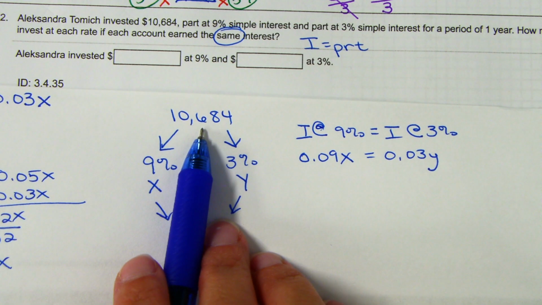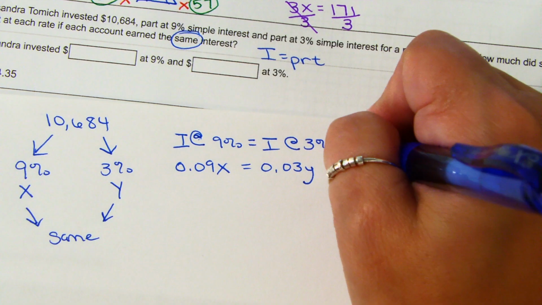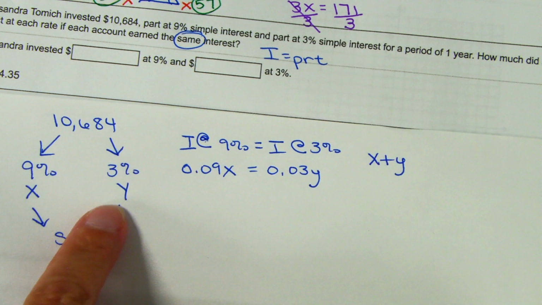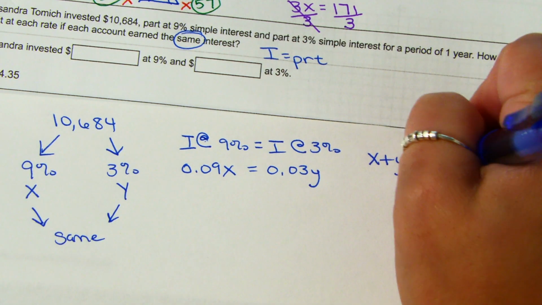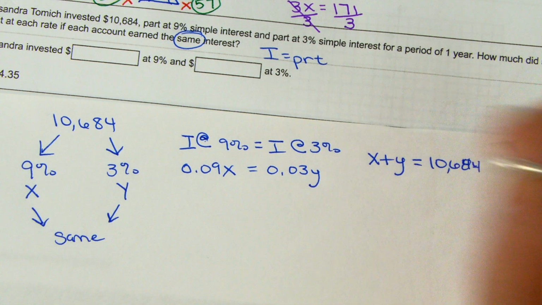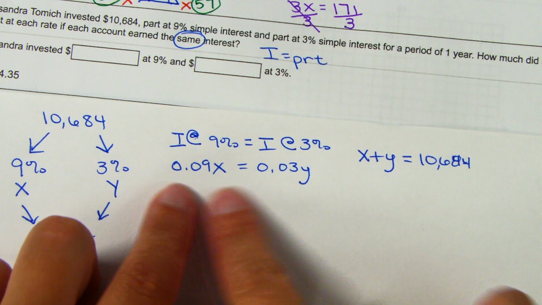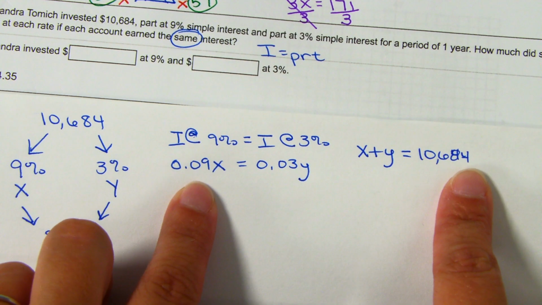So that means I'm going to have the interest at 9%, and that needs to equal the interest at 3%. Well, the interest at 9% is going to be 9%, which is 0.09, times x. And if you really want to include the 1 in there because it's going to bother you, then also put times 1. The interest at the 3% is going to be 0.03 times the principal, which is the y.